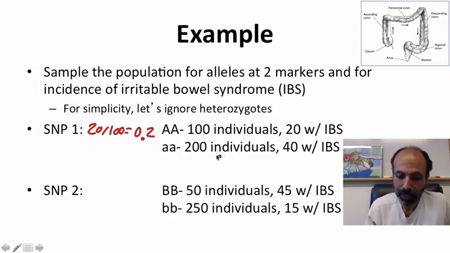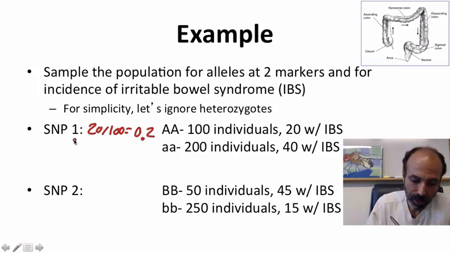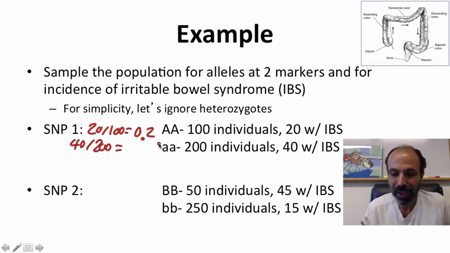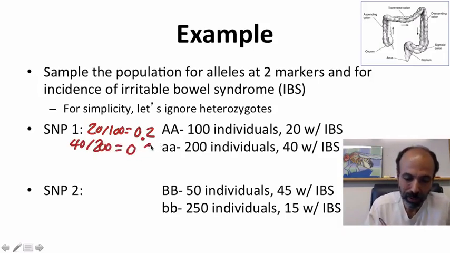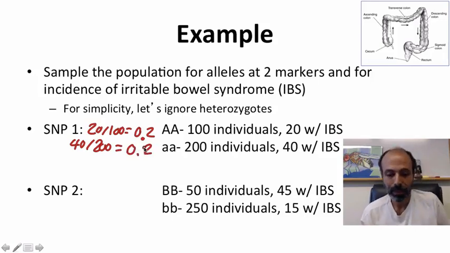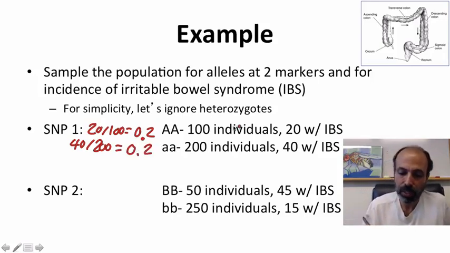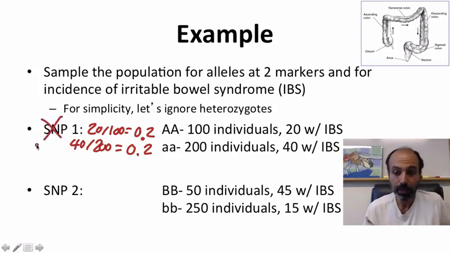Okay? For little a, you have 40 out of 200. So again, your probability of having the disease is 0.2, 20%. So there really is no association between the genotype at SNP1 and the disease. So we can just cross this out. What about SNP2? Well, here we have 50 individuals, 45 have IBS, or 250 individuals, 15 have IBS.